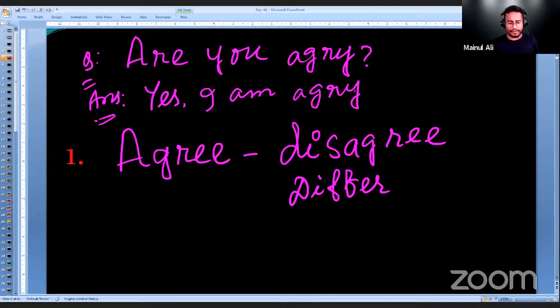Yes, I am agree. So dear students, please write it down. Are you agree? Yes, I am agree. Is it right? Is there any mistake here? Who thinks it is wrong, who thinks it is correct? Write it down. If it is correct, let's say correct. If it is wrong, tell me that something is wrong.